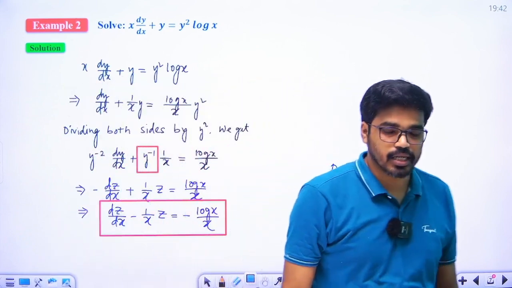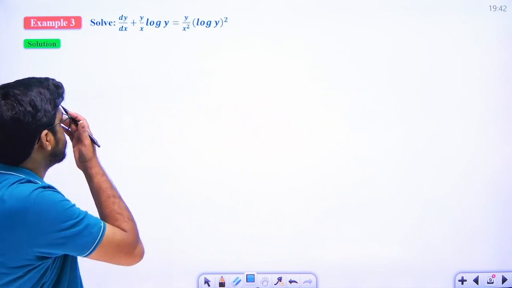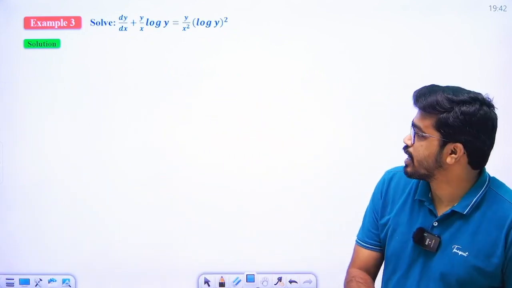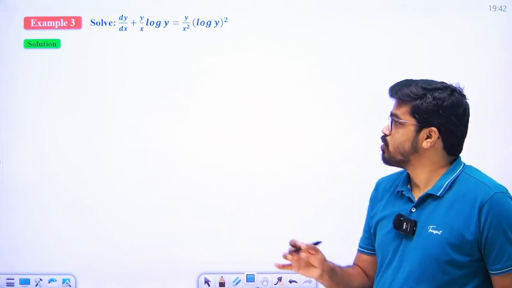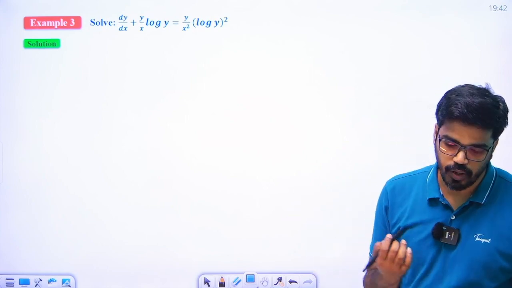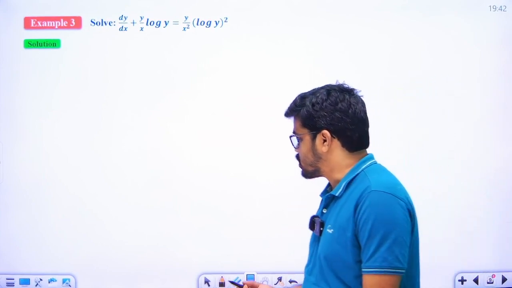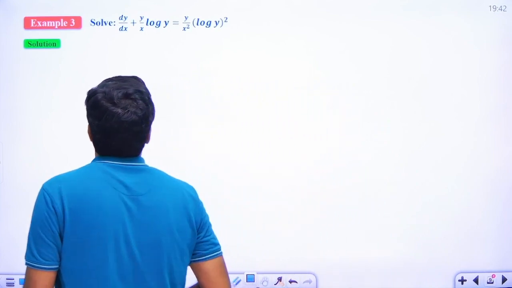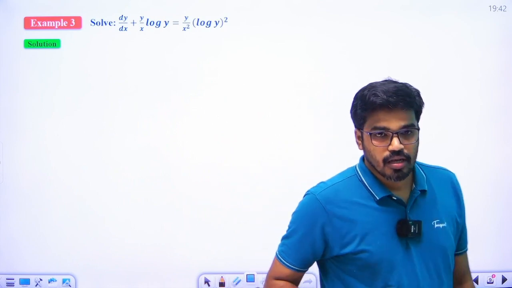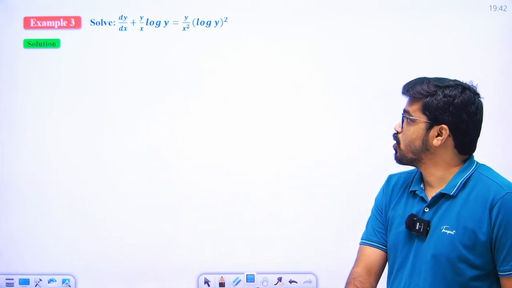So let us consider the next example. Note this problem: solve dy/dx plus y by x log y equals y by x square log y whole square. So solve this differential equation. Note this problem, solve dy/dx plus y by x log y is equal to y by x square log y whole square.